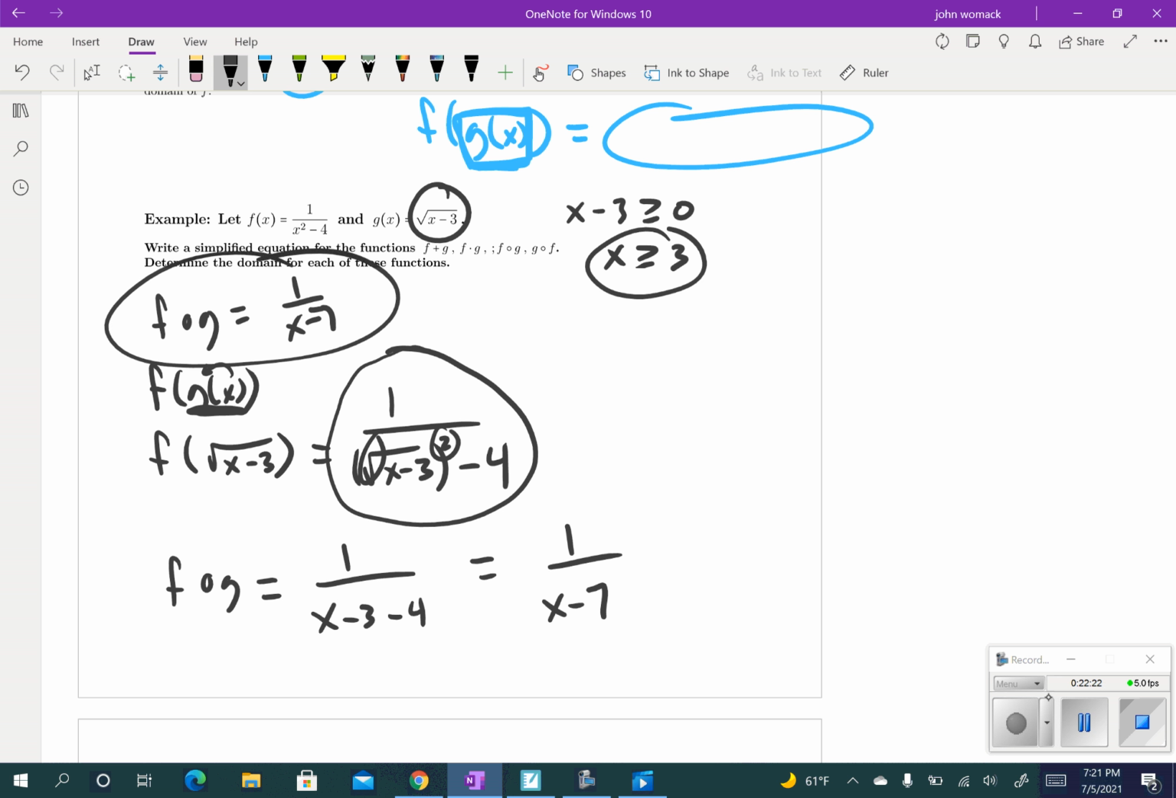And there are, right? Because I have that fraction. I know that the bottom can't be equal to 0. So I know that x minus 7 cannot equal 0. So if I solve that, I know that x cannot equal 7. So that's going to look something like this.